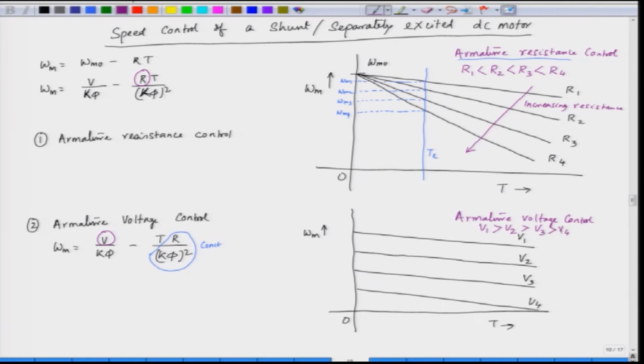And if we have a load characteristic which is like this, we will have various speeds here. This is omega m1, this is omega m2, here we have omega m3, and then we have omega m4. So, when we are changing the voltage, we see that the speed also changes.